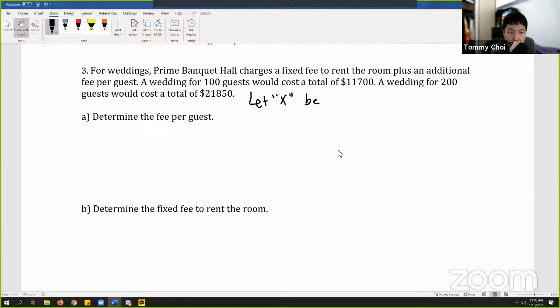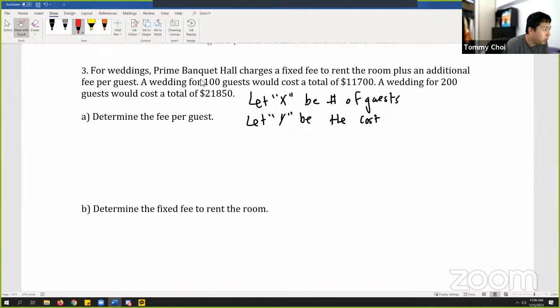Anyone in chat? The guests. Yes, let x be the number of guests. Which means let y be the cost. Okay? So that's going to be our idea. So once again, our two sections, we have this part that gives us information. Wow, that is a terrible line. We have this part that gives us information. And we also have this part that gives us information.